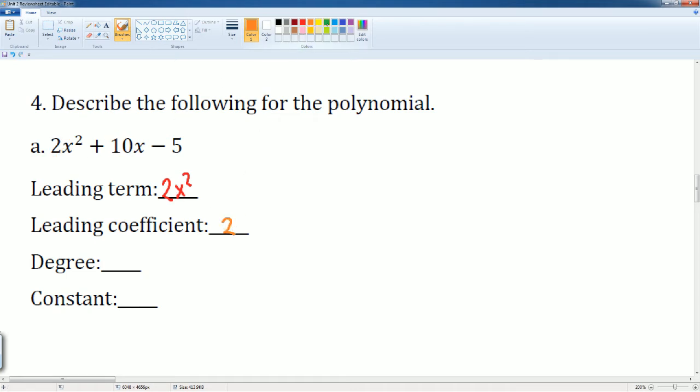Now let's look at the degree. The degree is the highest exponent. So it is 2 as the highest exponent. Then the constant is just going to be the number. People put 5. You're wrong if you put 5. It's not 5. It's negative 5. Okay? Because it has to be the entire value here. Right?